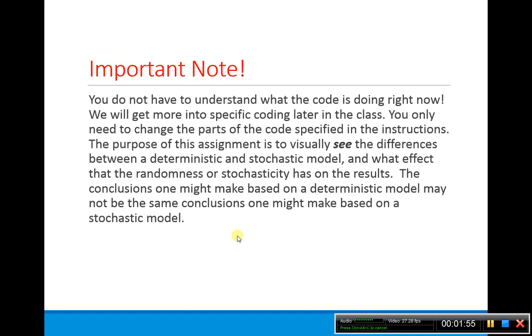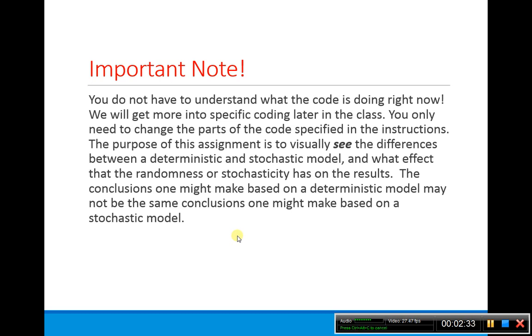An important note: do not get worried when you see this code. You do not have to understand what the code is doing right now. This is a really complicated code. The way it's written, it looks more complicated than what it is. We'll get into more coding later in the class, so don't go, oh no, this is the first assignment and this code looks horrible, I'm never going to be able to do this, I don't understand MATLAB. You have to change a few lines and that's it. That's all you have to do. You change a few lines, you run the code, and then you analyze the output.